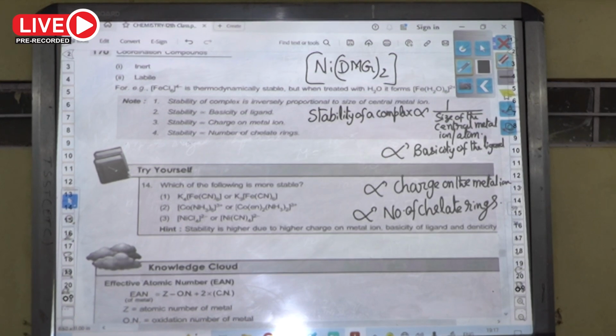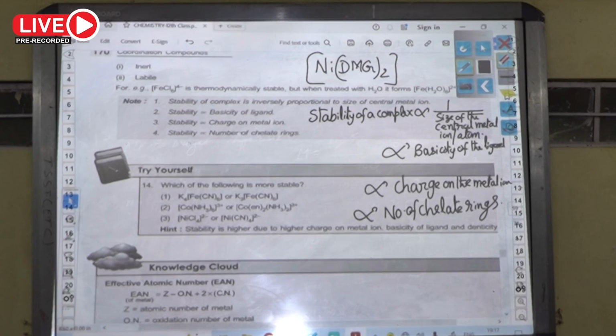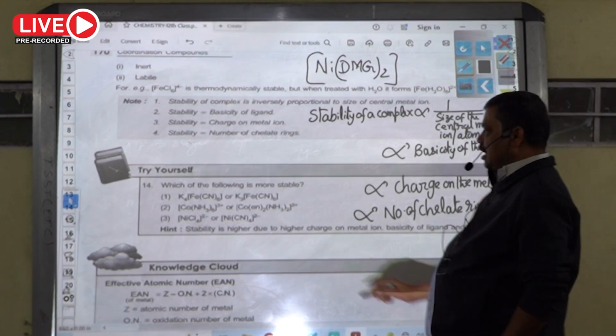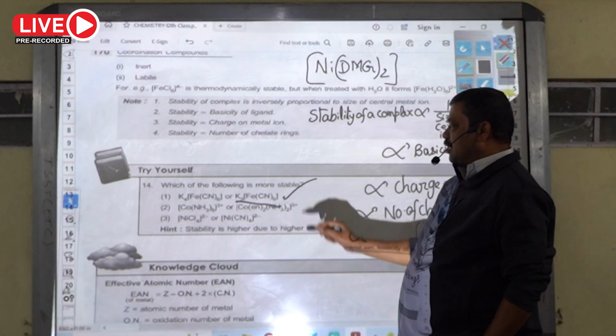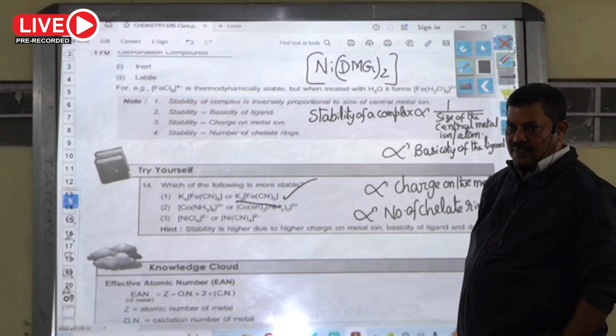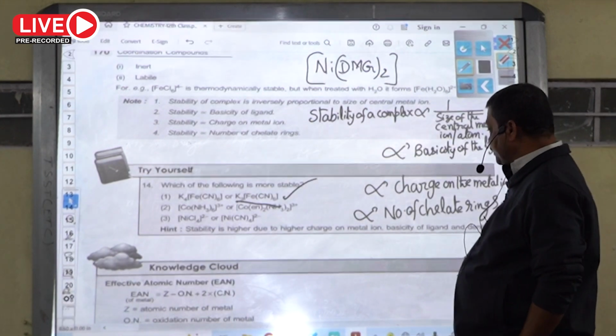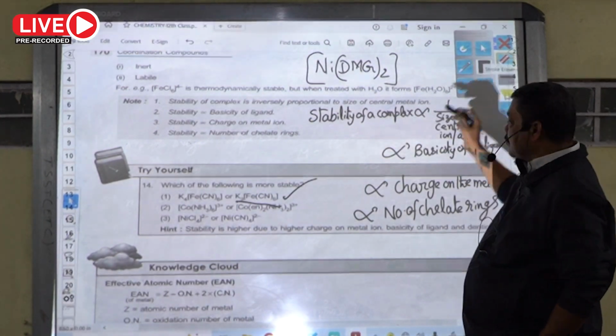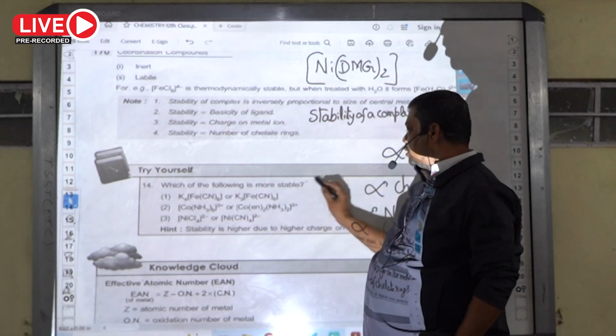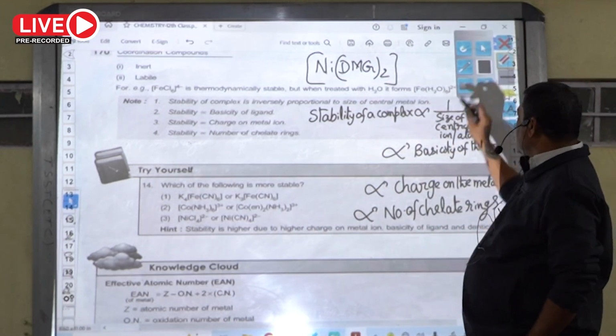Which of the following is more stable? Question number 14. K4[FeCl6] or K3[FeCl6]? Very good. So the answer is this, due to the higher oxidation state of iron. Next.